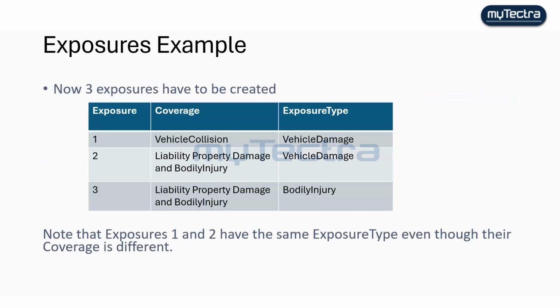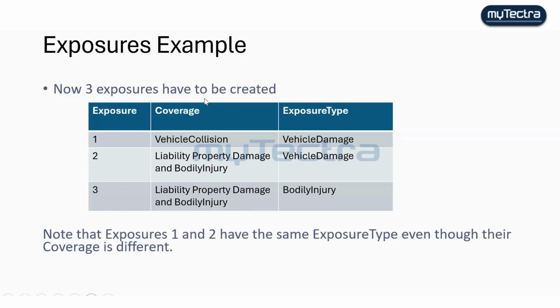Whatever you said, that's what I have put here. Vehicle collision, liability, property damage. This is the coverage I have put. Exposure one will be this vehicle damage, which is for liability. This vehicle damage is for the insured. This liability, property and injury damage is the same coverage, different exposure, which is the bodily injury exposure.